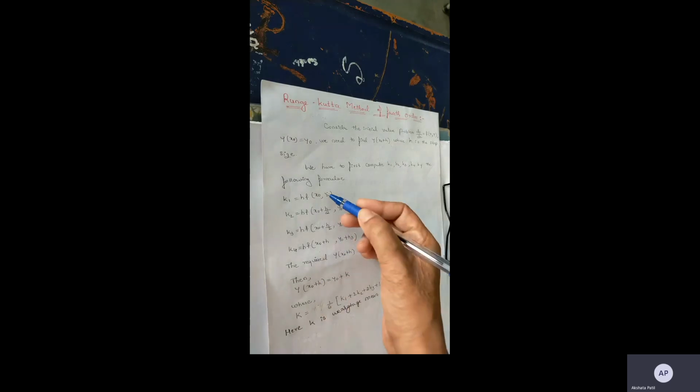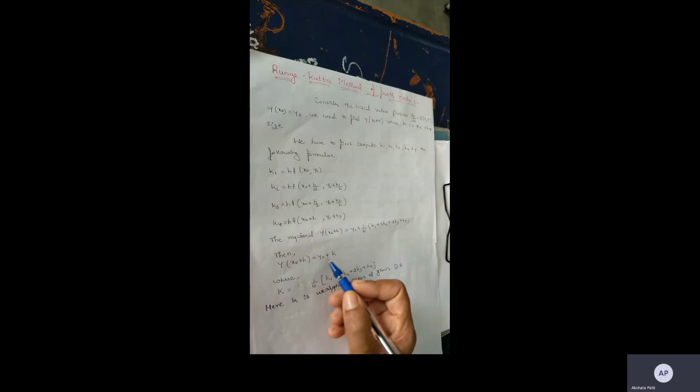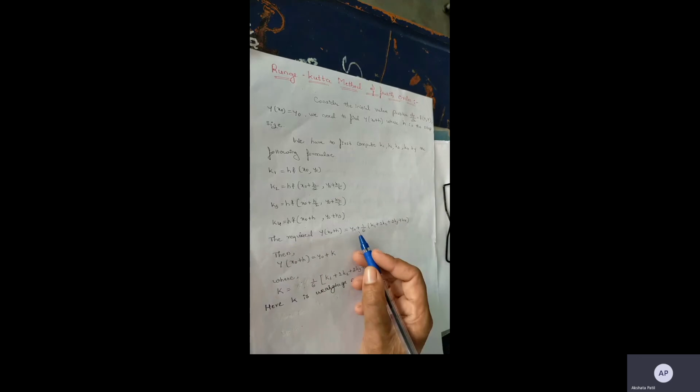After calculating k1, k2, k3, k4, put all these values in y of x naught plus h and calculate its value. The formula is y naught plus 1 by 6 into k1 plus 2k2 plus 2k3 plus k4. I have already explained this Runge-Kutta method of fourth order in the previous session, and once again I have explained it here. Let us solve the examples based on this RK method.